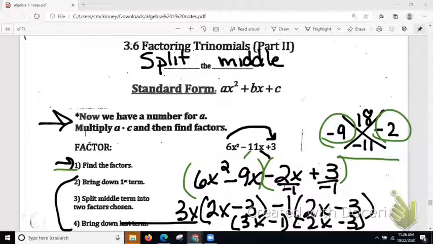So we'll try some more. If it's seeming a bit overwhelming, this is the hardest part of factoring. So if it's feeling hard, you're not alone, but you'll get it.